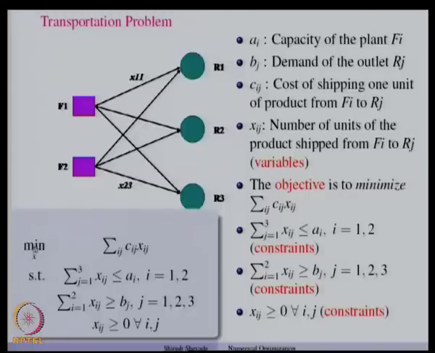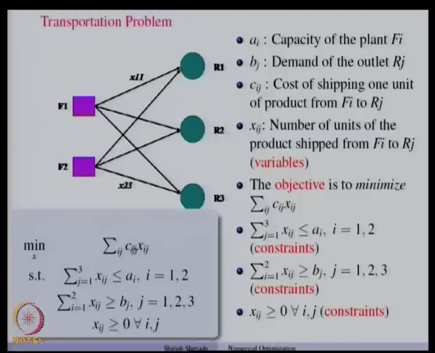So, we can write the program as minimize sigma Cij Xij subject to the constraints that sigma Xij is less than or equal to Ai, sigma Xij is greater than or equal to Bj, and the Xij's are non-negative. Now, one good thing about this objective function is that it is linear in terms of the variables. Also, the constraints are linear in terms of the variables, and further there are some extra constraints which are non-negativity constraints. Depending upon the problem, these constraints may or may not be there.